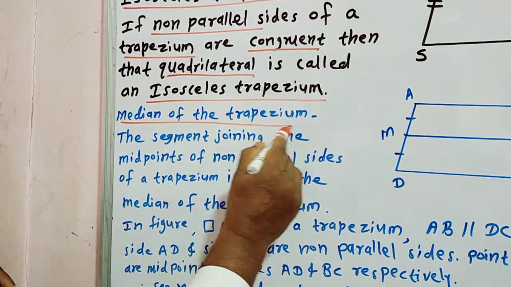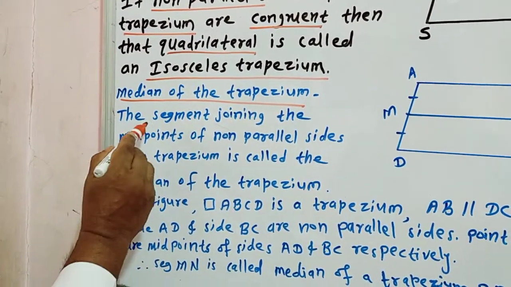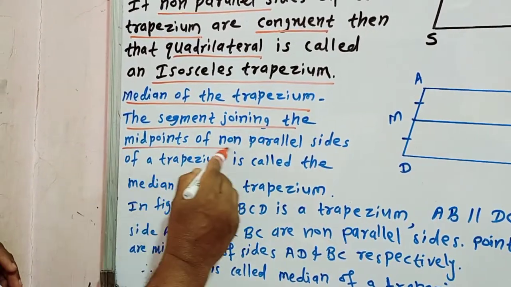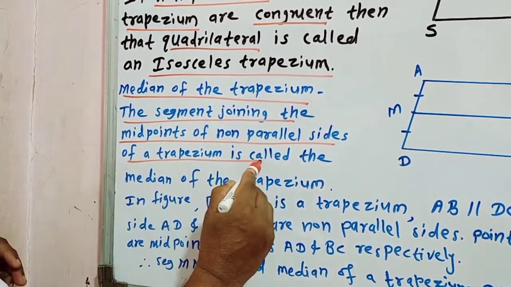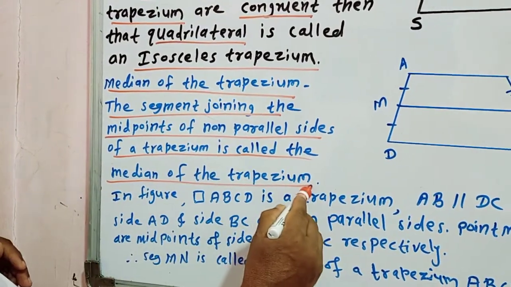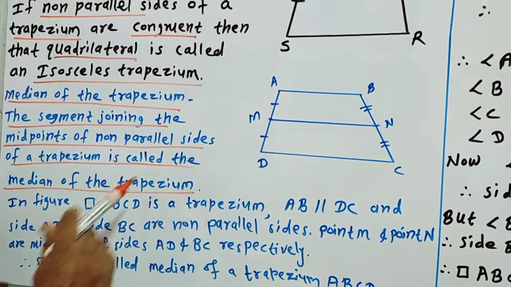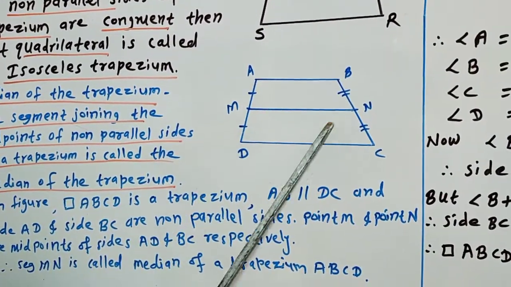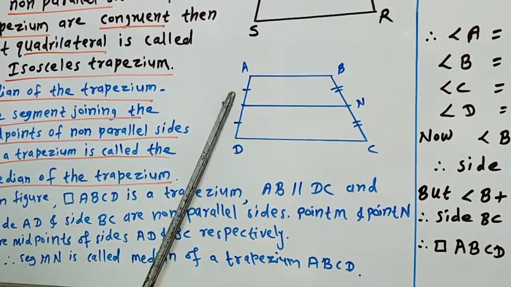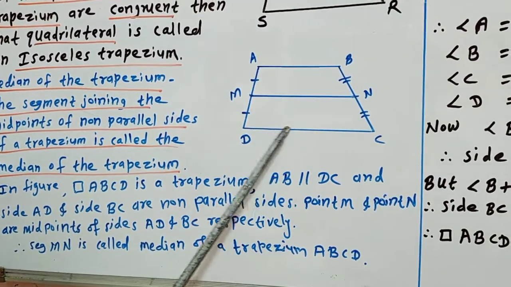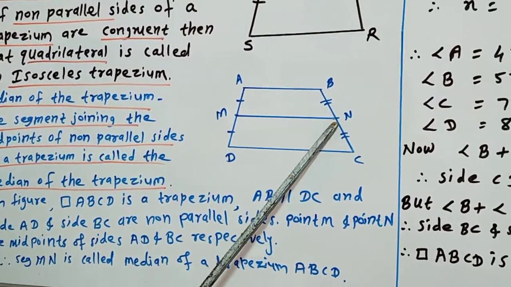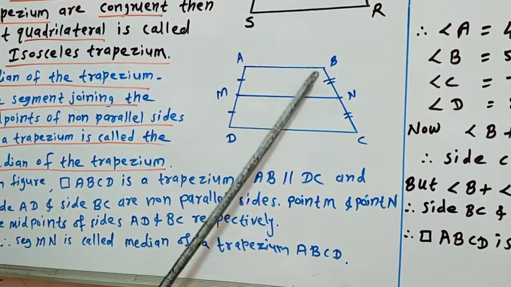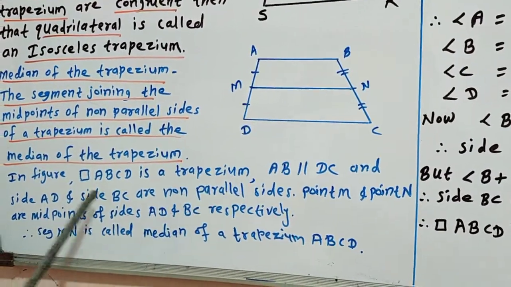Then the median of the trapezium. The segment joining the midpoints of the non-parallel sides of a trapezium is called the median of the trapezium. In the figure, quadrilateral ABCD is a trapezium. M is the midpoint of AD and N is the midpoint of BC. AD and BC are non-parallel sides. Now the segment joining these two midpoints is MN. It is called the median of trapezium ABCD.